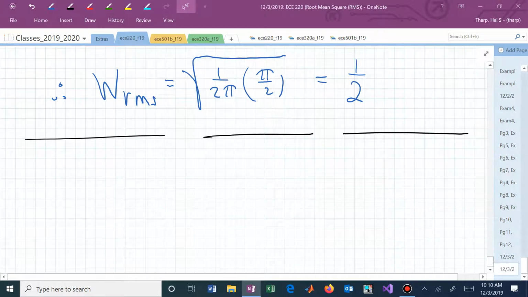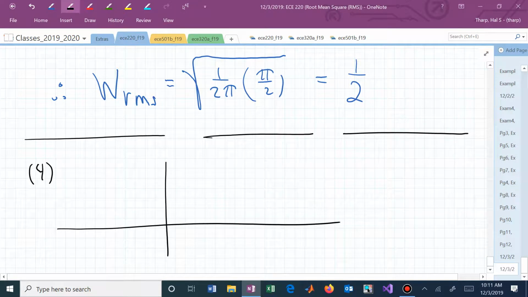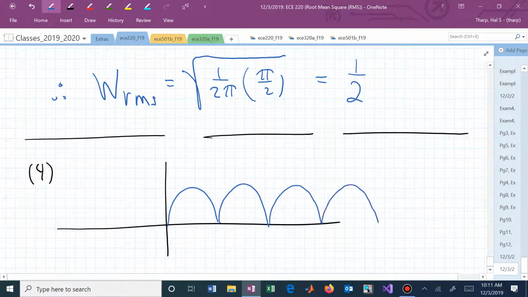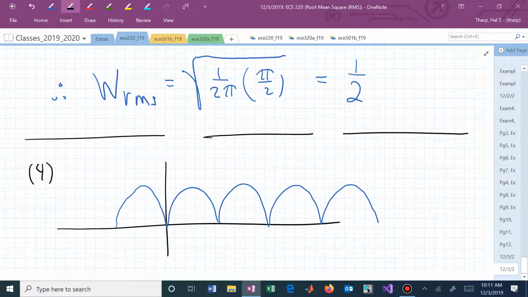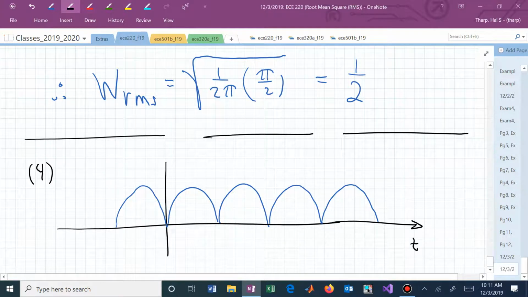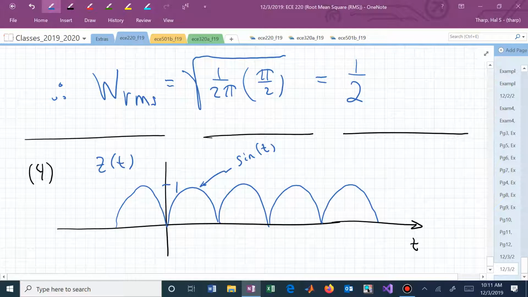What if somebody said, well, I want to see what happens when we have a full wave rectified case? Now we flip the negative half of the sine wave into the positive side of its values. This is now over 1 period. This is still sine of t. We have a magnitude of 1, and let's call this z of t. This is now a full wave rectified case.